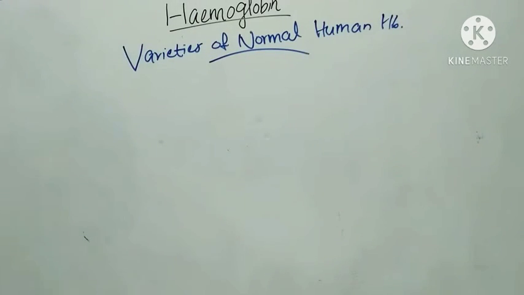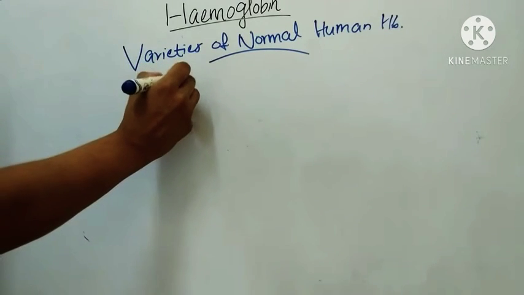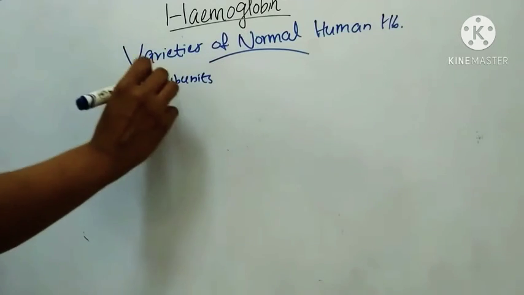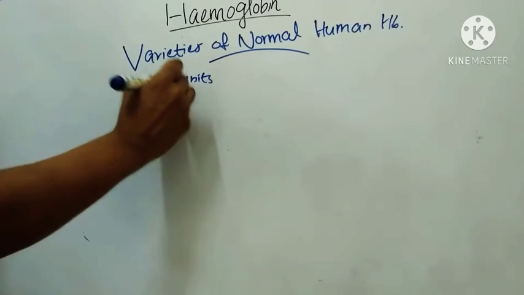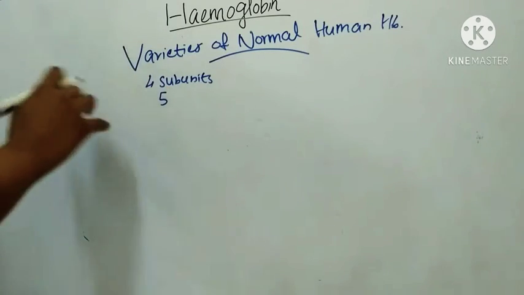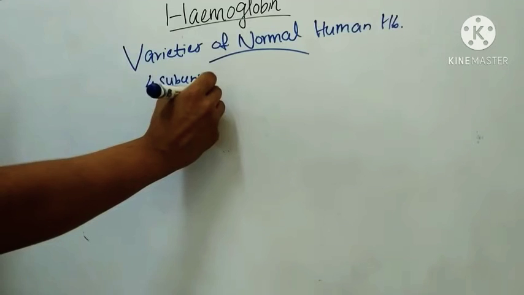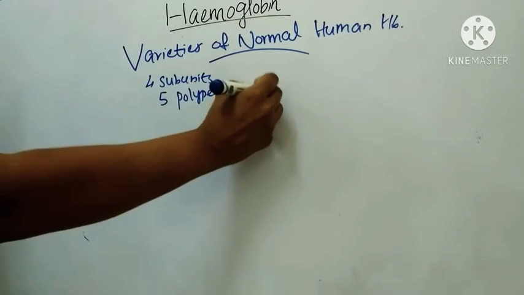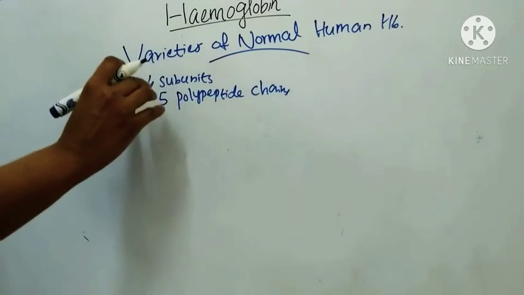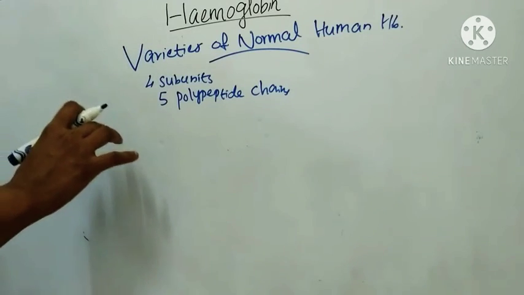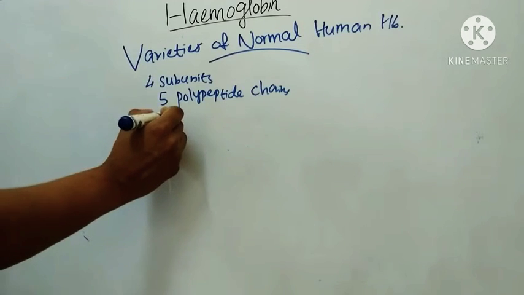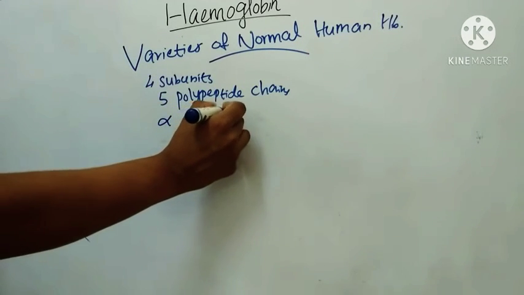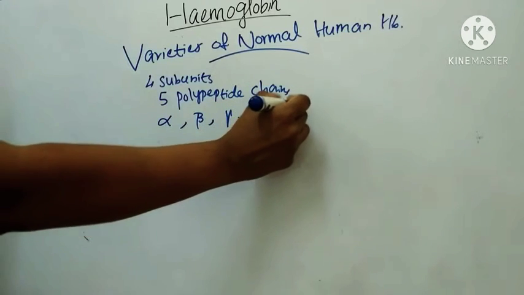So normal hemoglobin is of several types. It contains 4 subunits that are made up of various combinations of 5 different or related polypeptide chains. These are designated as alpha, beta, gamma, delta and epsilon.